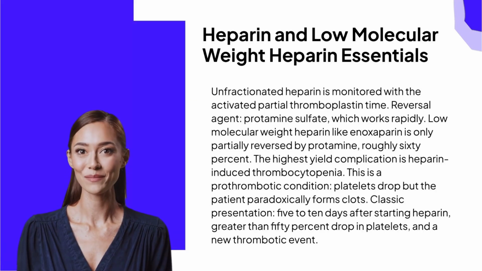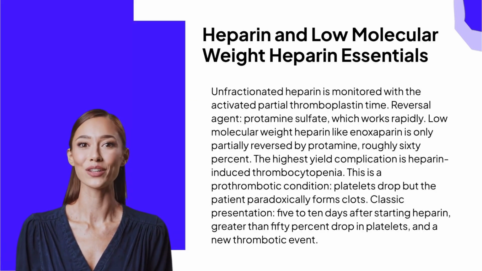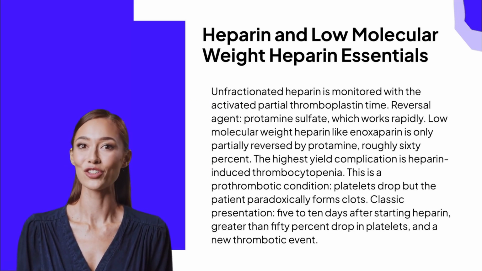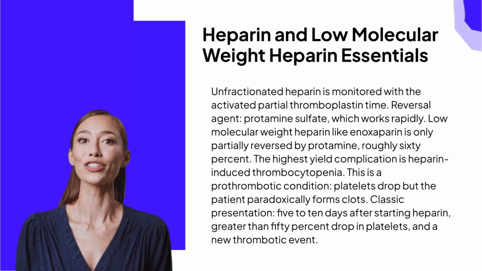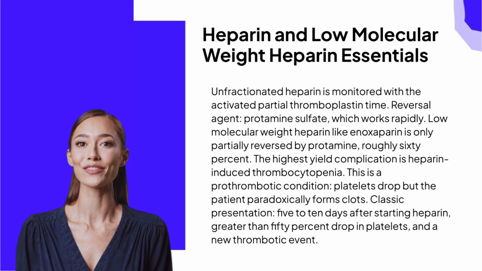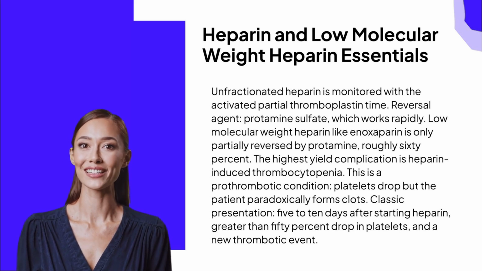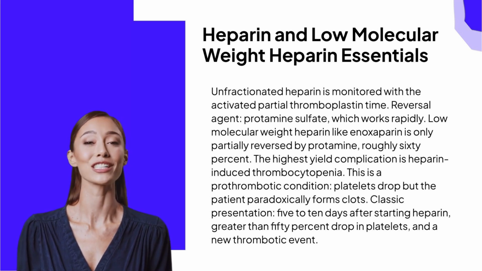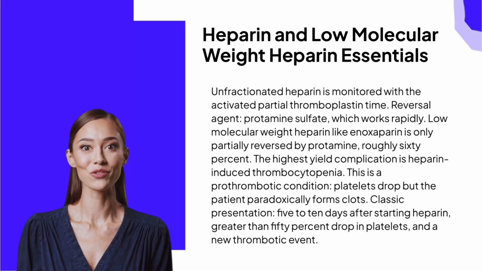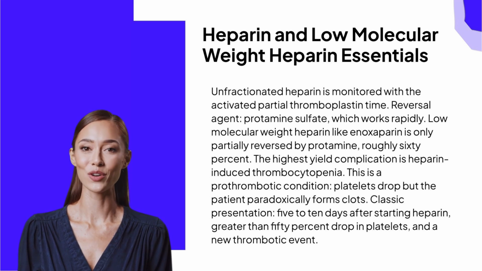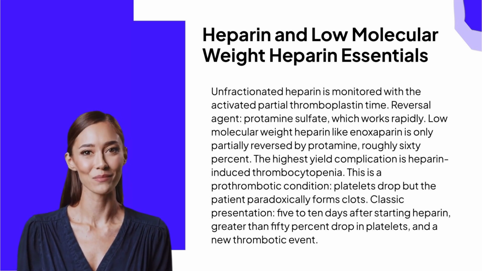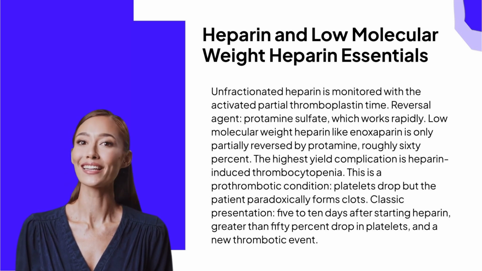Now let us cover heparin and low molecular weight heparin. Unfractionated heparin is monitored with the activated partial thromboplastin time. Low molecular weight heparin, like enoxaparin, is monitored with anti-factor Xa levels when monitoring is needed, though routine monitoring is typically not required. The reversal agent for unfractionated heparin is protamine sulfate, and it works very well. For low molecular weight heparin, protamine only partially reverses it, roughly 60%.